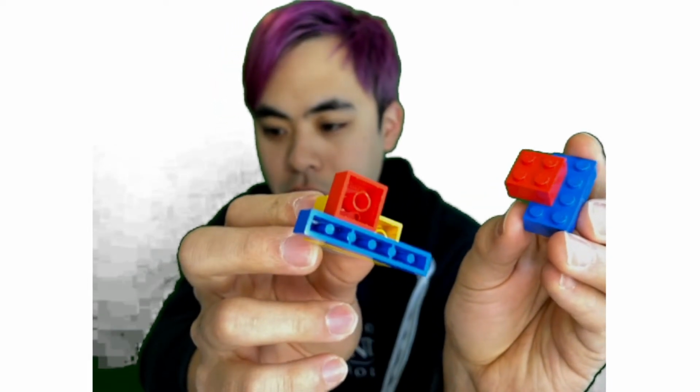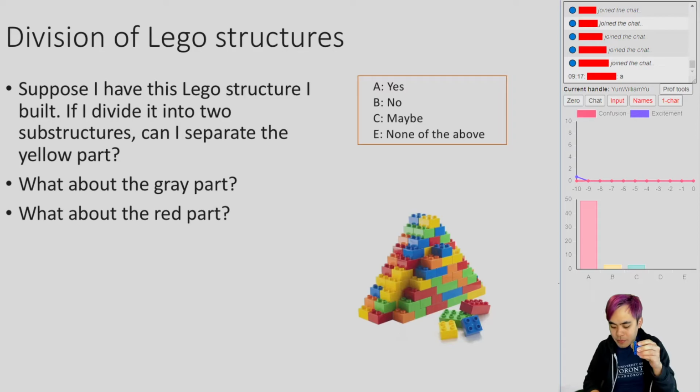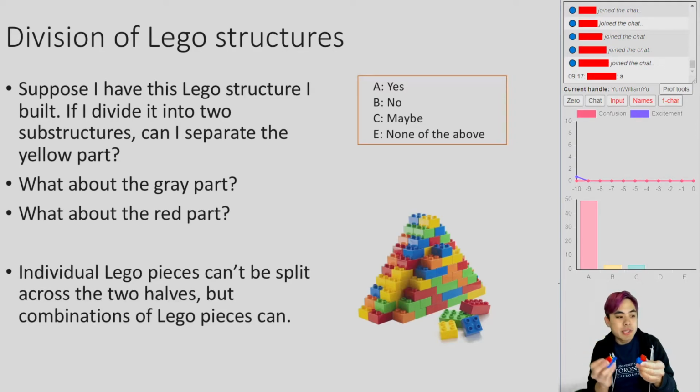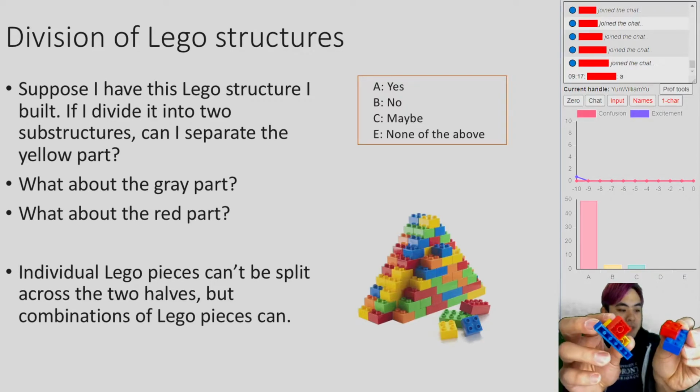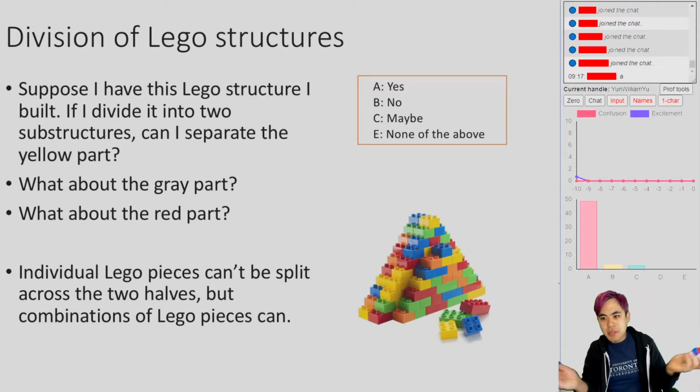Okay, so when you're looking at prime numbers, you get very similar properties to these sorts of Lego pieces. Let's go back to my PowerPoint. Individual Lego pieces can't be split in half. Like if I had this red piece here, which is just a single piece, you can't split that in half. But combinations of Lego pieces can, of course, be split into pieces.